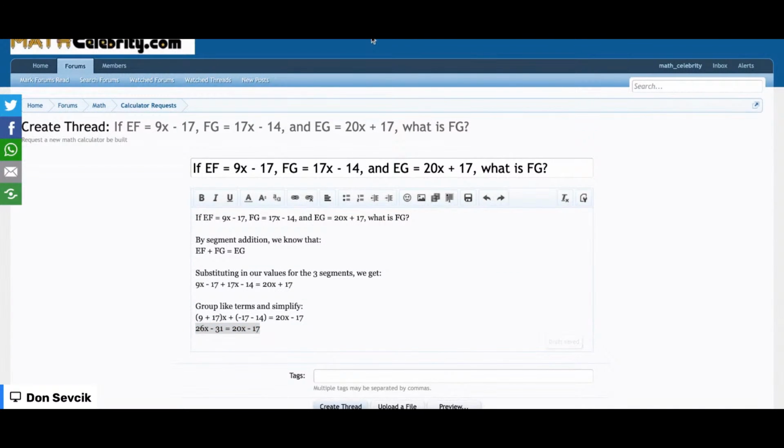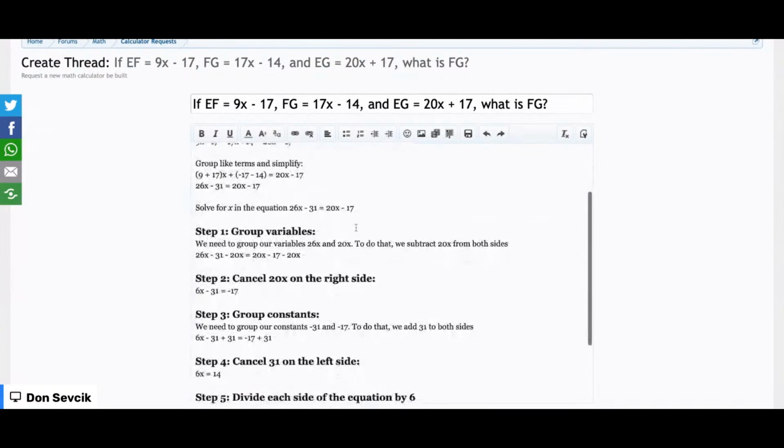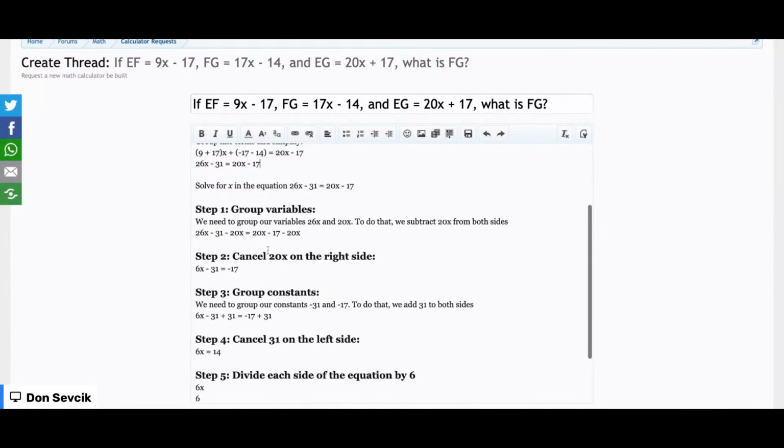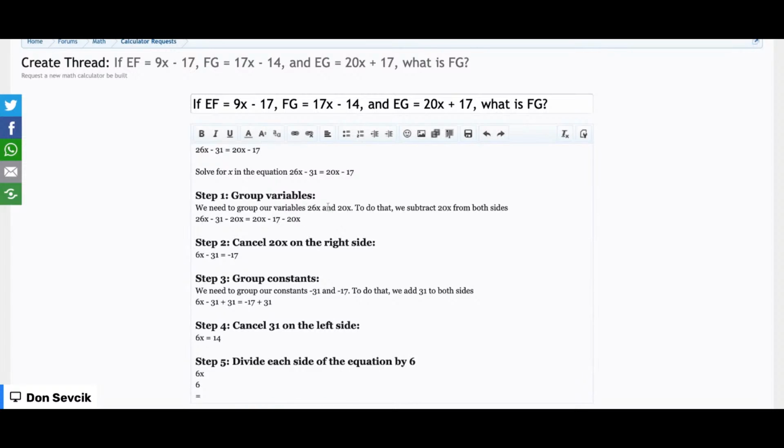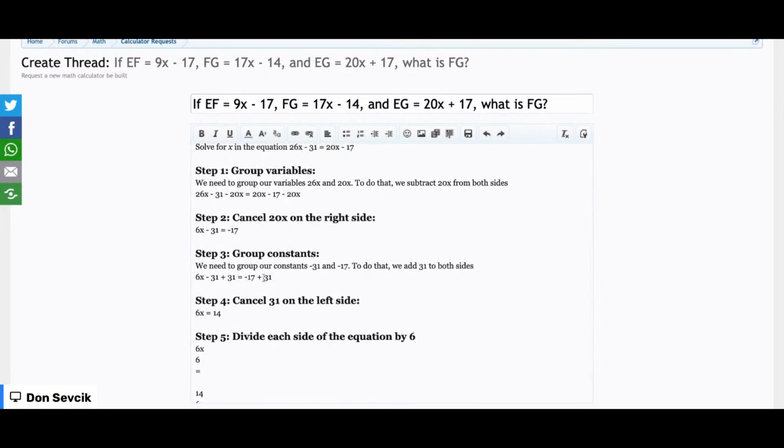So we want to solve for x here, right? Let me go off camera onto Math Celebrity, pop this problem in, and then we can go through the steps and you can see it all. Just give me a second here. I'll copy it in. All right. Perfect. Here we go. This is what we ended up with, segment addition. Now we want to solve for x. So here are the steps. Group variables. We get 6x minus 31 equals negative 17. We want to get rid of the 31 to solve for x. We do that.